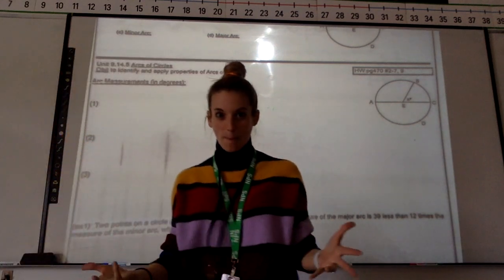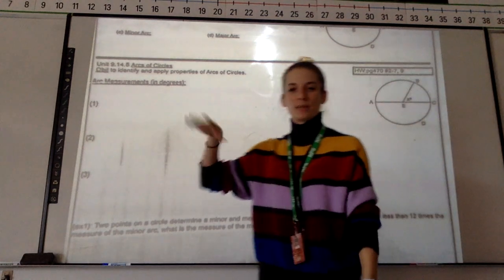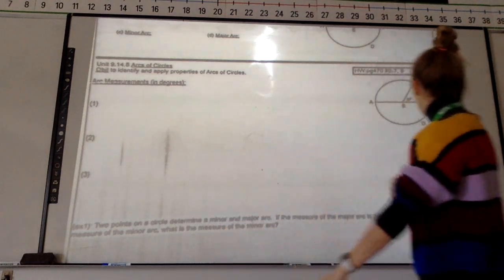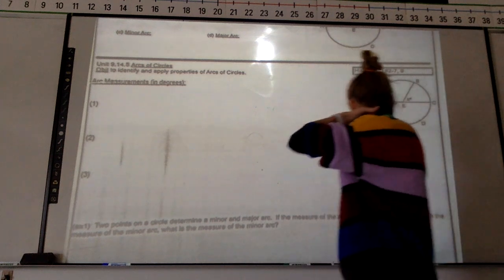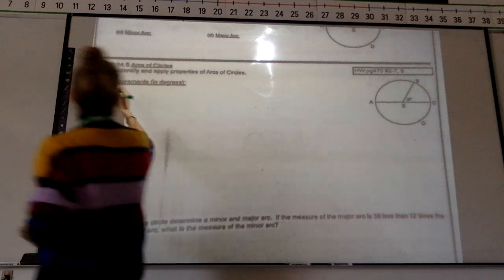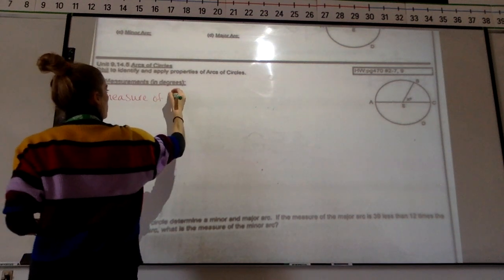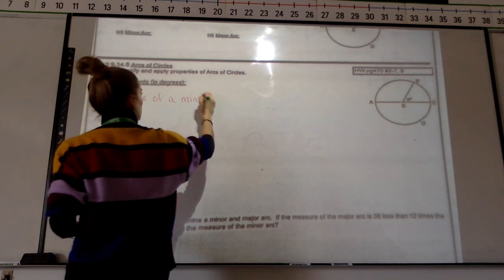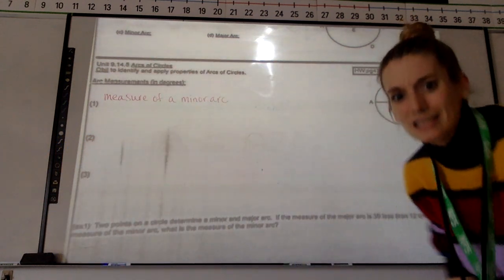So, the conceptual meat of this lesson, talking about arc measurements of circles. And so there's like 3 key things that you need to know. Very first thing is that the measure of a minor arc, so an arc that's less than 180 degrees, just to make sure you guys can see this.